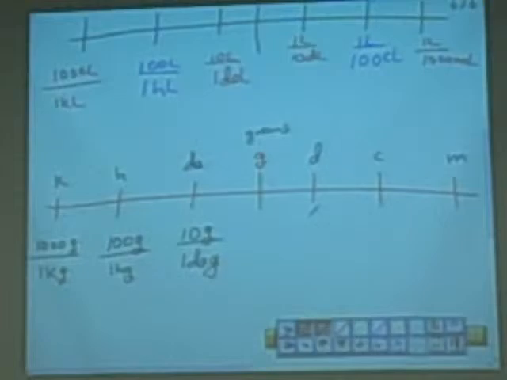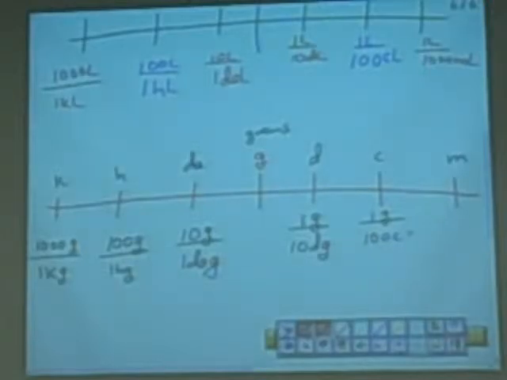Okay, now what? 1 gram over 10 decigrams, right? Good. 1 gram over 100. And what's our units? Centigrams, good. And 1 gram over 1,000 milligrams. Good. I'm trying to squeeze that in here.